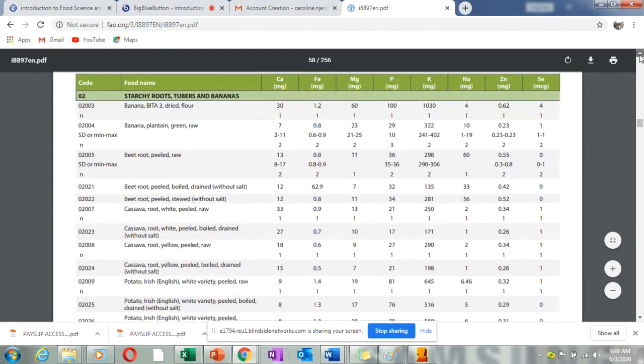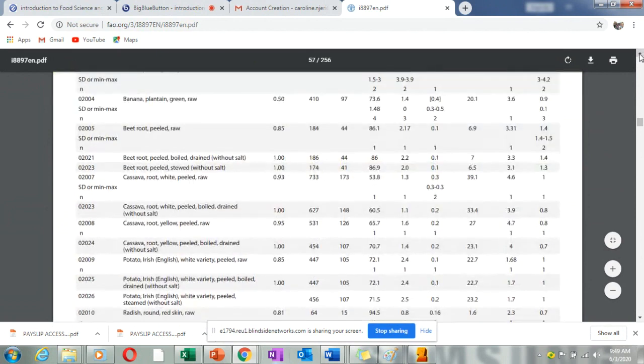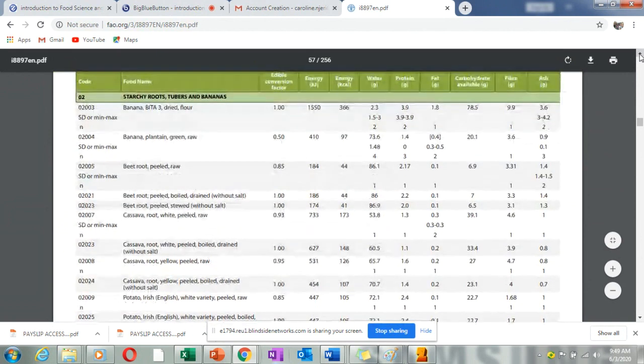For example, if you look at this table here for energy levels, you will notice that some foods will give us very high levels of energy, like banana can give a kilojoule of 1550 and 366 kilocalories. Then just water, 2.3. You look at the amounts of water in each of these foods, and then you realize that you will be able to get food from those.